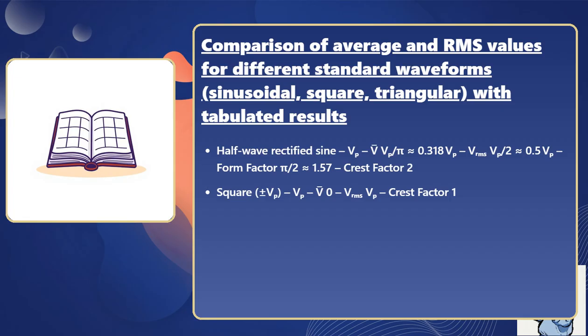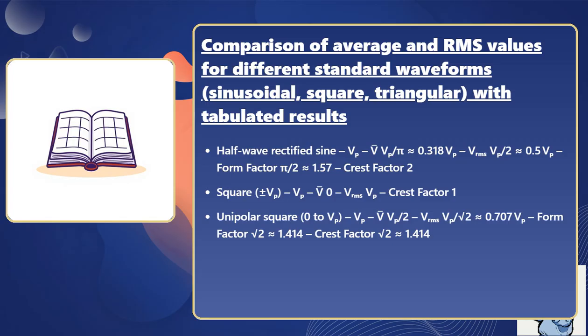Square, plus or minus V sub P. Average voltage is 0 because the positive and negative halves cancel. RMS voltage is V sub P because the value is constant. Crest factor is 1. Unipolar square from 0 to V sub P. Average voltage is V sub P divided by 2.